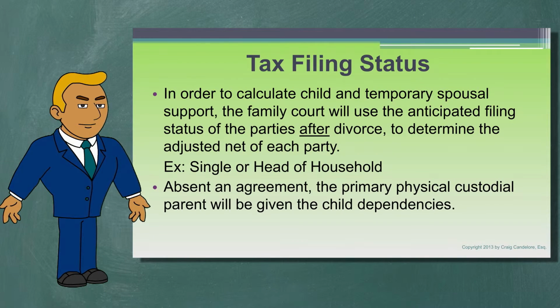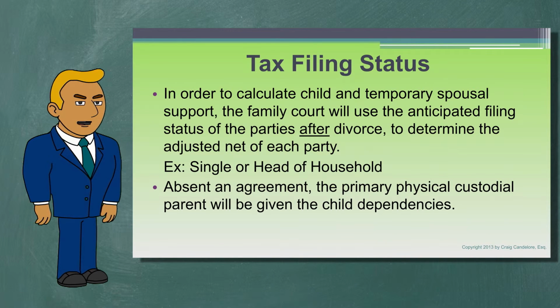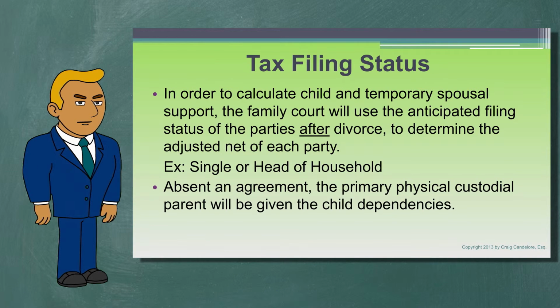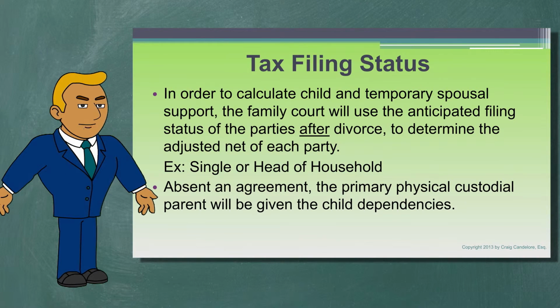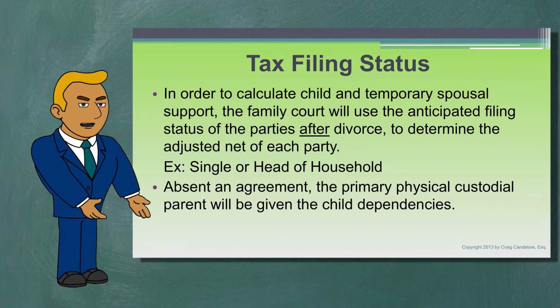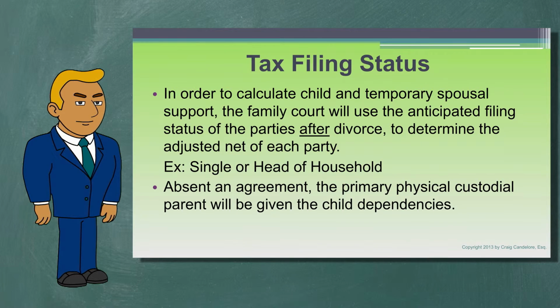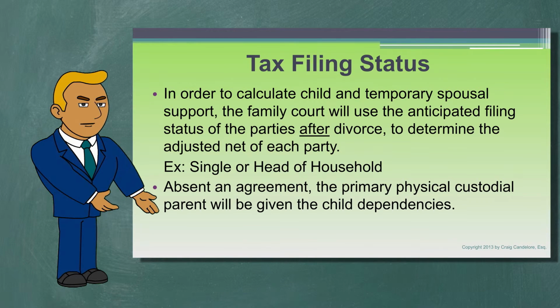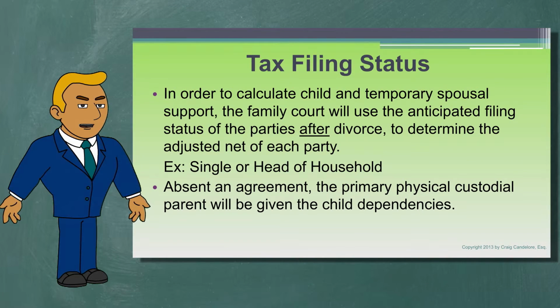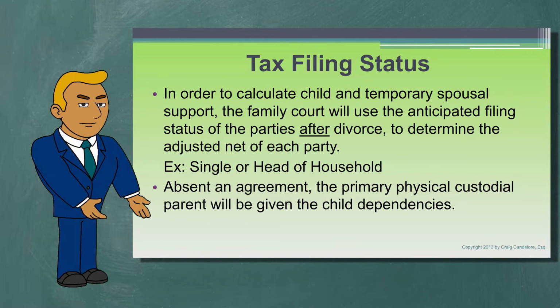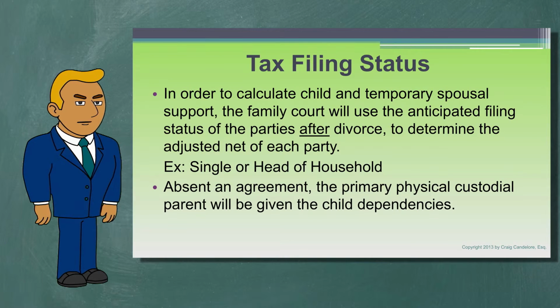Tax filing status. In order to calculate the child and temporary spousal support, the family court will use the anticipated filing status of the parties after divorce to determine the adjusted net of each party. For example, single or head of household. Absent an agreement between the parties, the primary physical custodial parent will be given the child dependencies.